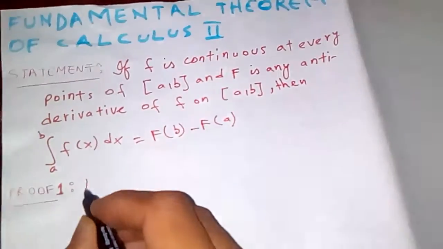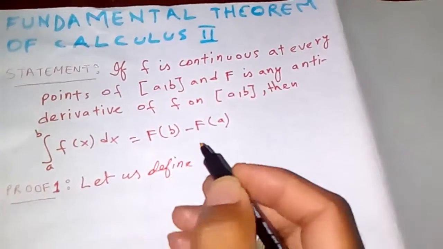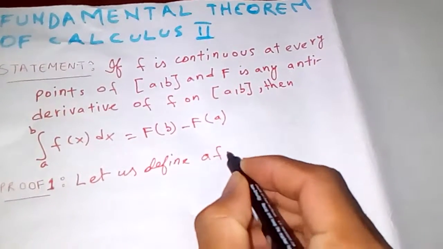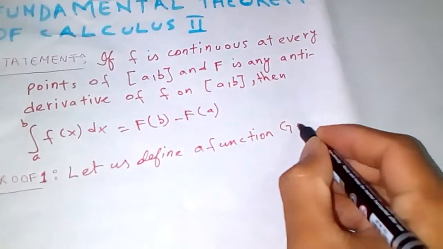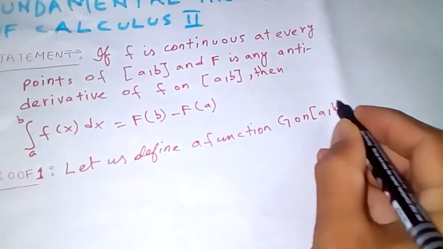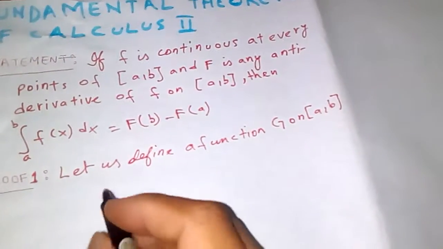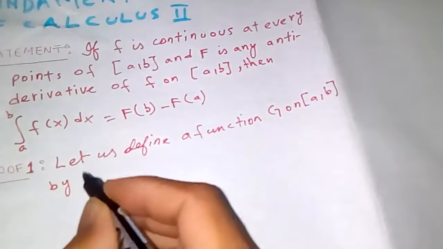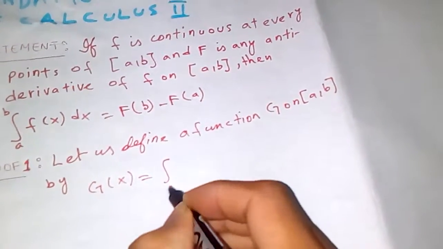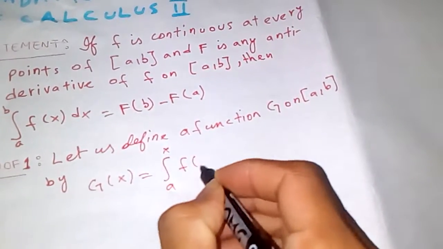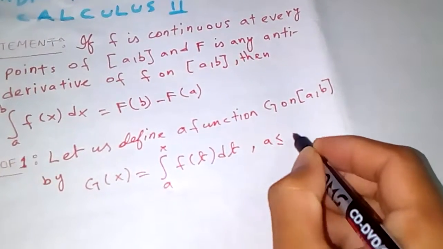Now, in order to prove this, let us define a function g on the closed interval [a, b], by g of x is the integral from a to x of f of t dt, such that x is between a and b.